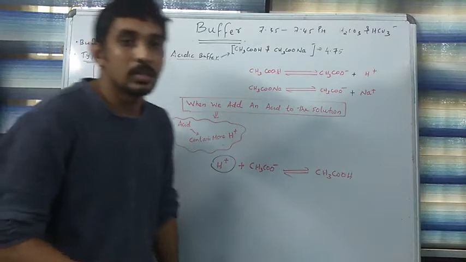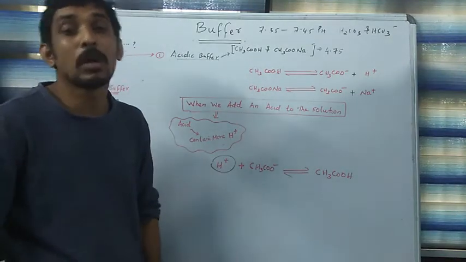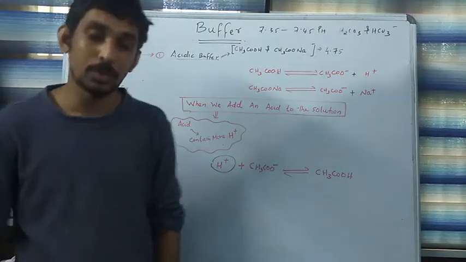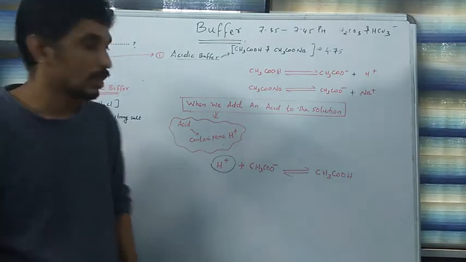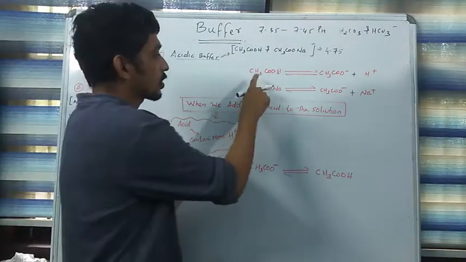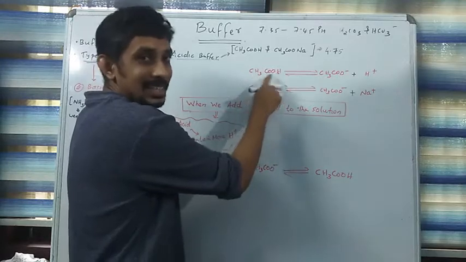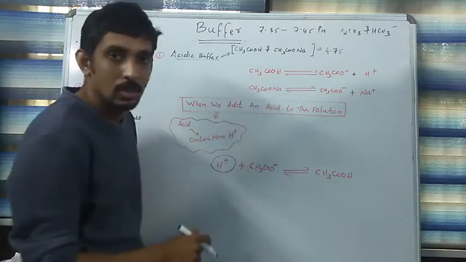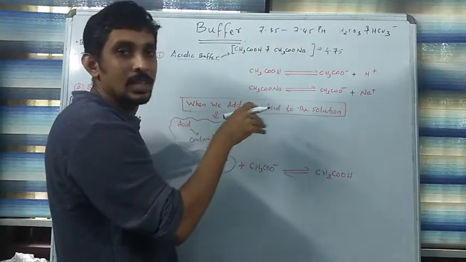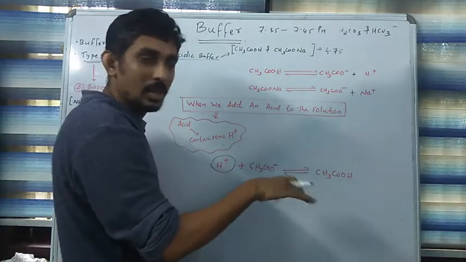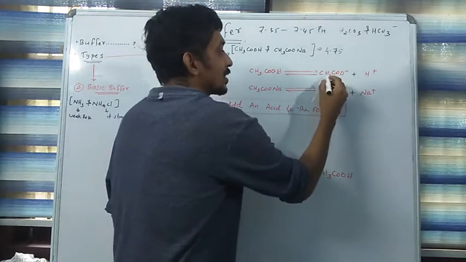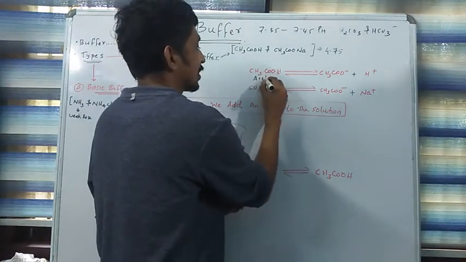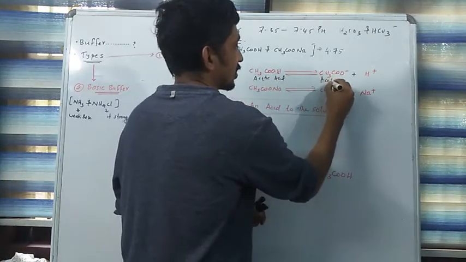Next, we will try to study the mechanism of buffering action: how a buffer solution maintains the pH of a given solution. Suppose, first of all, let us try to understand. This is the acetic acid present within this acidic buffer. Acetic acid is a weak acid. Even though it is a weak acid, it ionizes in water and gives rise to CH3COO minus, which is called acetate. This is acetic acid, and this is acetate.